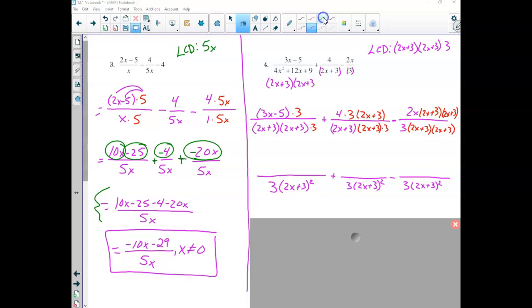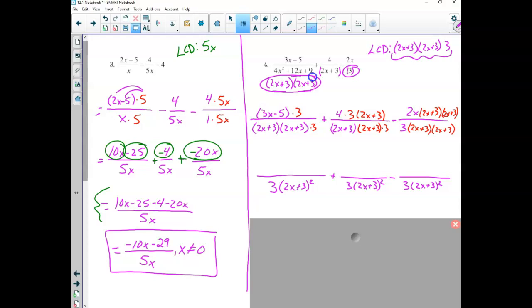Be back. Okay, so I come through and I factor the denominator. Notice this one has 2x plus 3s. The second fraction has 2x plus 3. The last fraction has a 3. So everybody needs 2 of these and 1 of these. There's my least common denominator.